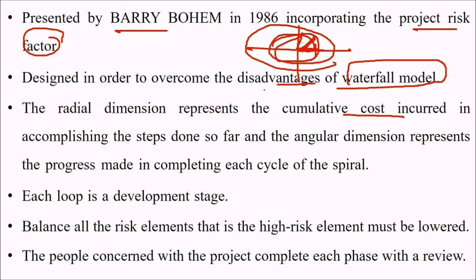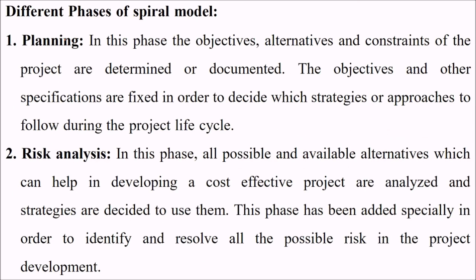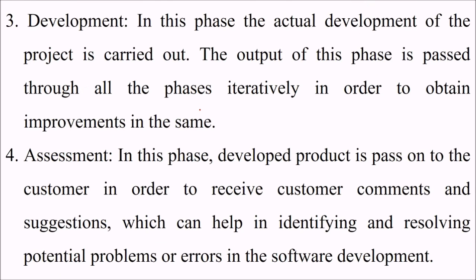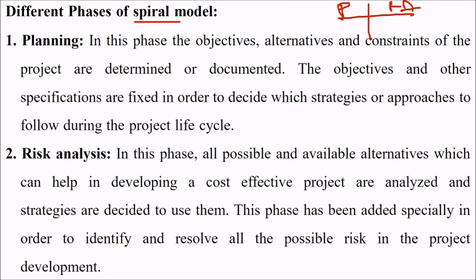It balances all the risk elements, that is, the high risk elements must be lowered, and the people concerned with the project complete each phase with review. There are different phases of the spiral model. As I said, we have planning, risk analysis, and then development and assessment.